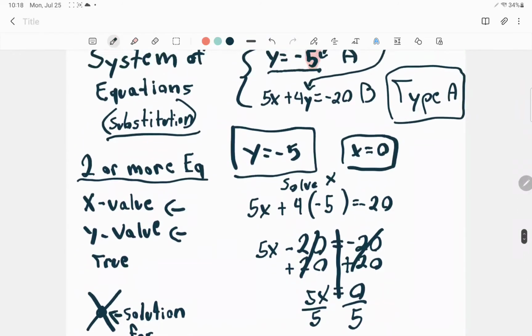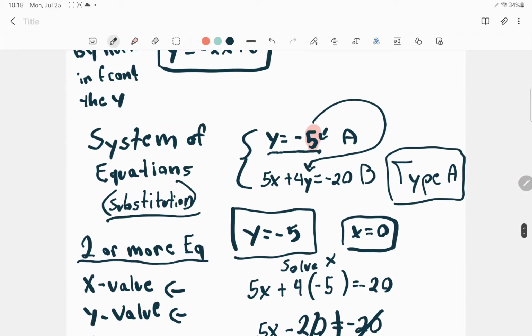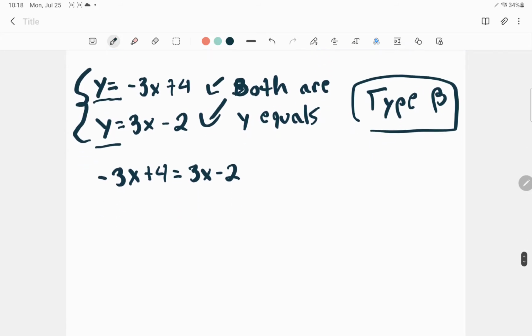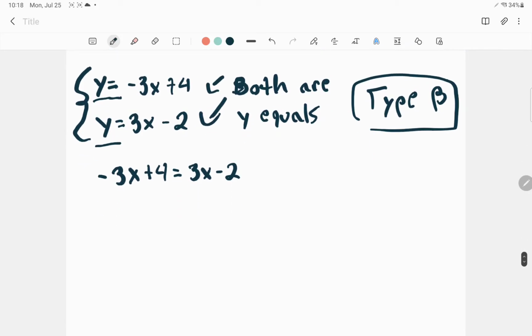It's different from the previous one, as you notice, because over there we already had the answer for one of the points. This one, we don't have any of the points, but both of them are y equals. So we're going to set them equal to each other. At this point, all you have to do is just solve for x. So this might be a little harder, so I'm going to show you what I would do.